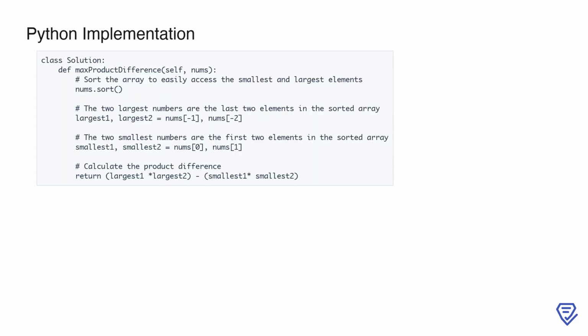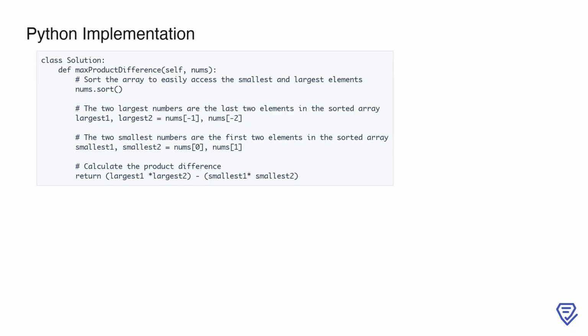This Python implementation solves LeetCode problem number 1913, maximum product difference between two pairs. The goal is to calculate the maximum product difference between two pairs of numbers in the array. The function maxProductDifference begins by sorting the input array nums. Sorting allows us to directly access the two smallest and two largest numbers, which are required to compute the product difference. Specifically, the smallest numbers are located at indices 0 and 1 in the sorted array, while the largest numbers are at the last two indices, -1 and -2.